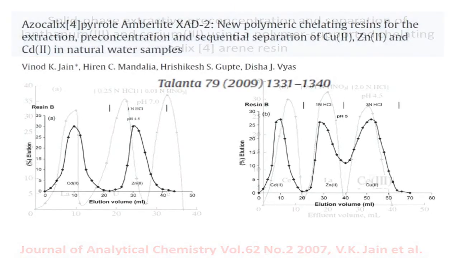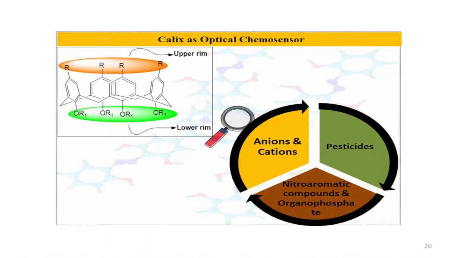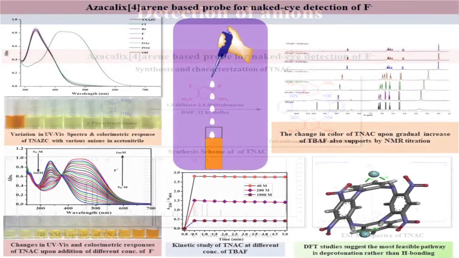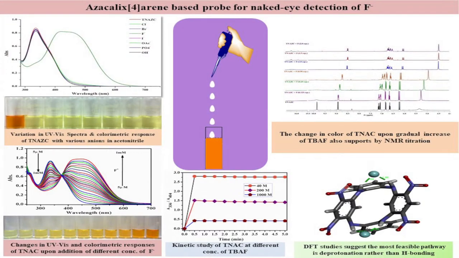And now, calix as optical chemosensor. Optical chemosensors for anions, cations, pesticides, nitroaromatic compounds, and organophosphates. I told you that if this methylene junction group is replaced by oxygen, then it is oxa. If it is by sulfur, then it is thia. Now it is by nitrogen, so we say it is a tetranitroaza calixarene, an aza calixarene, which has been used for the naked eye detection of fluoride. Just see, the yellow color is converted into red color. This is the beauty of this compound for the detection of fluoride.